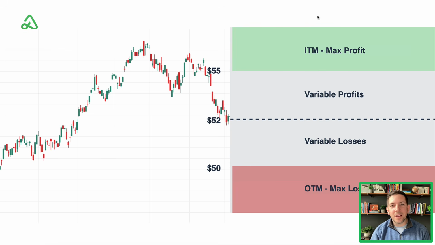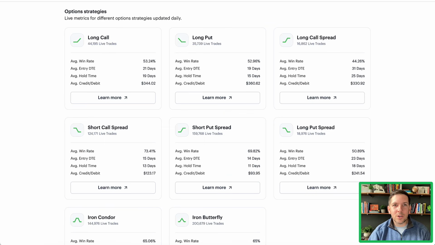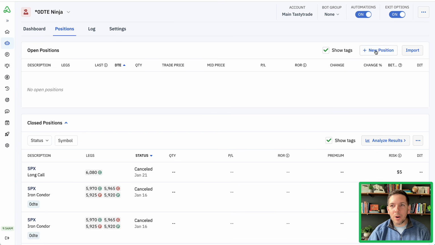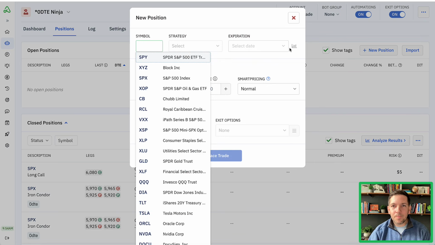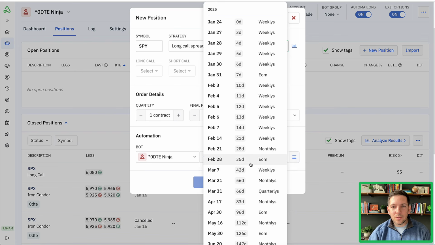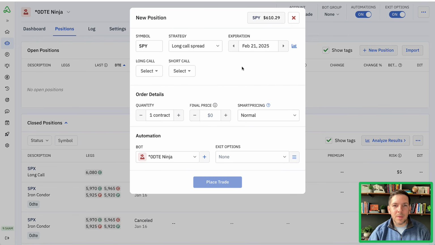It's a risk-defined strategy. That's why people like to do it, because you have defined risk, you have defined profit, and it usually doesn't cost a lot of money to do it, okay? So let's get into an example here so we can show you how this works. We'll just build one out here inside of one of my bots that I have on Option Alpha. So we'll use SPY, we'll go down to a long call spread, and then we'll just choose an expiration. We'll just choose the next monthly expiration.